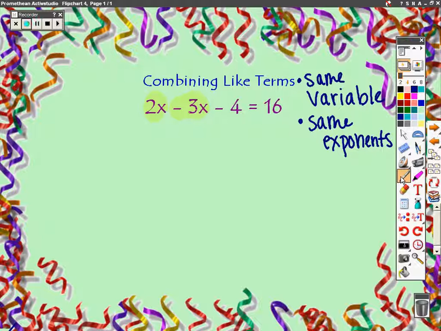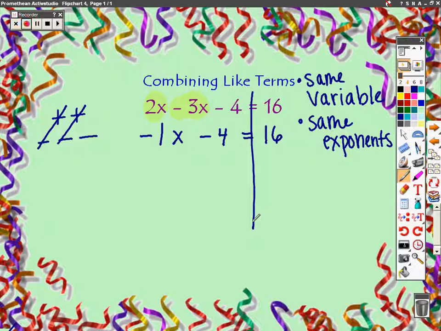So when I combine those, we have two positives and we have three negatives. These cancel and these cancel. I'm left with a negative 1x minus 4 equals 16. And from here, I just have a two-step equation.